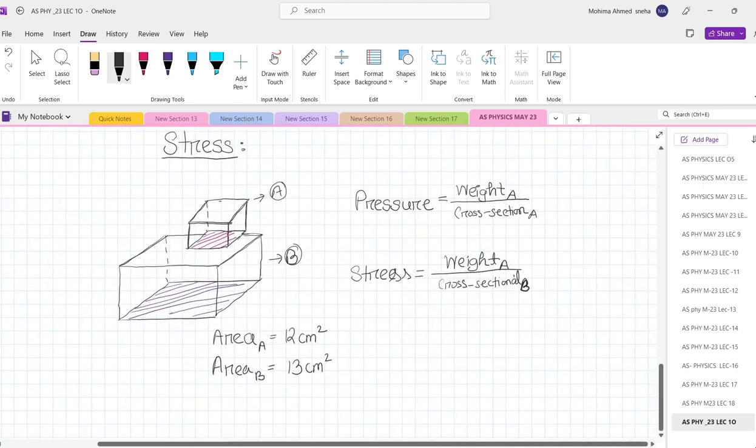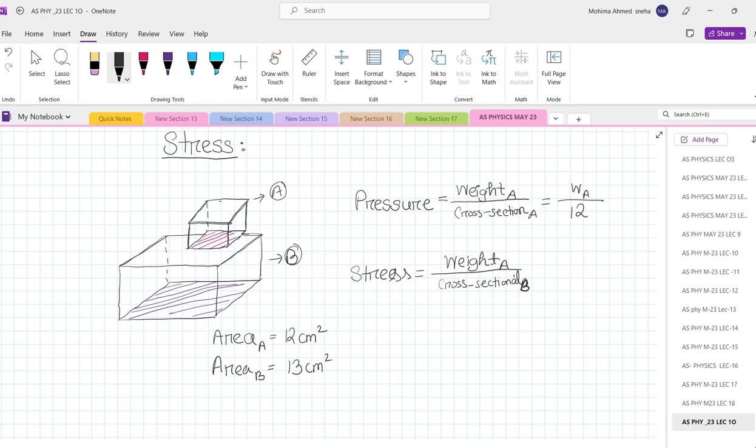So for the pressure equation, you're going to use the weight of A divided by 12. That was the area for object A, the red shaded part. And for stress, you're going to use the weight of object A again, but this time you're going to use the area for object B, that is 30 centimeters square. Is it much clearer now?